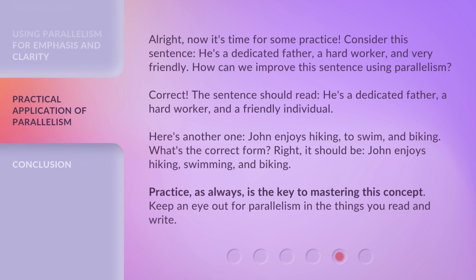Alright, now it's time for some practice. Consider this sentence: he's a dedicated father, a hard worker, and very friendly. How can we improve this sentence using parallelism? Correct. The sentence should read: he's a dedicated father, a hard worker, and a friendly individual.